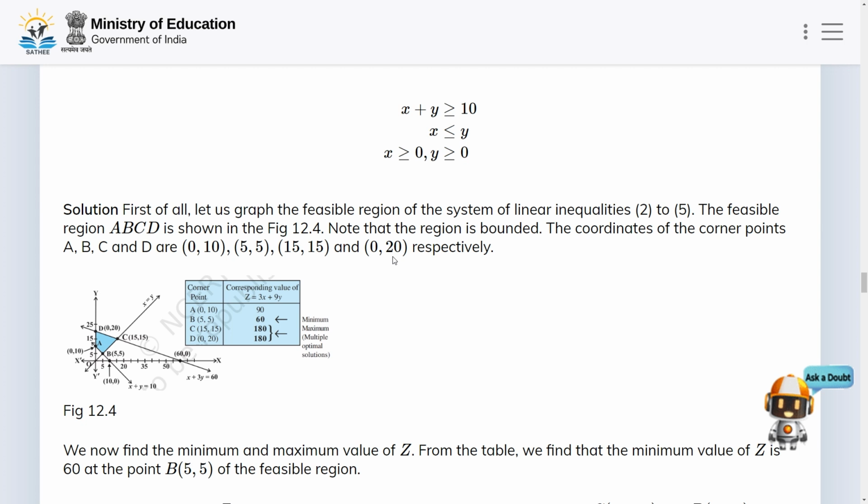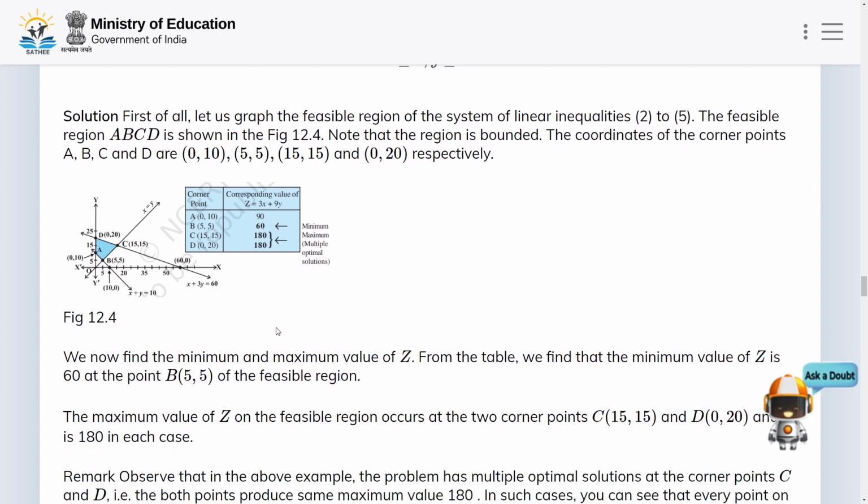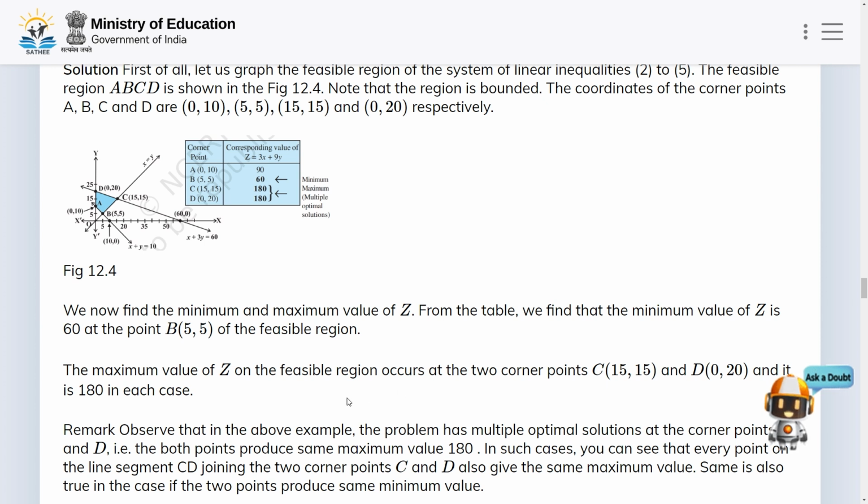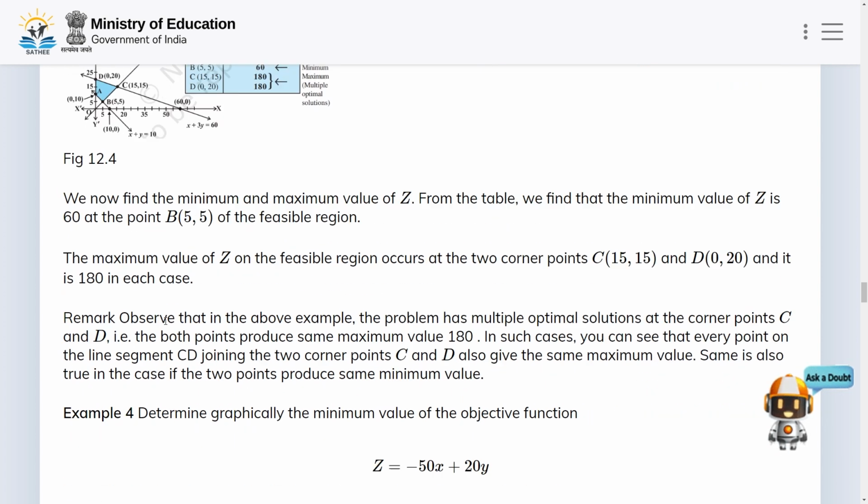Okay, so now if you try to see what is happening, the minimum value will occur at (5, 5). Clear? I hope that it is clear to you. So the maximum value will occur at 2 points, and the maximum will be 180, and the minimum value occurs at (5, 5). The minimum value will be 60. Clear? Now remark.